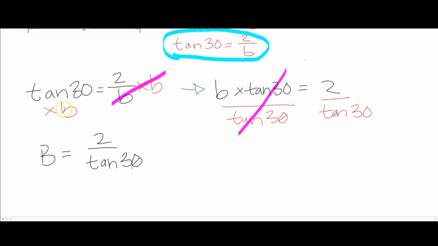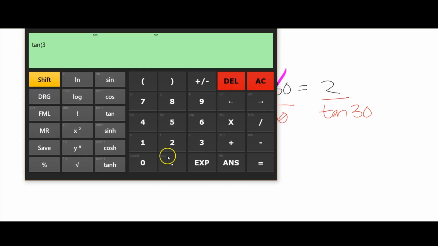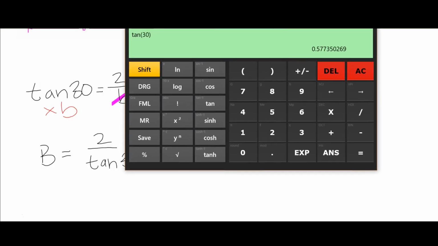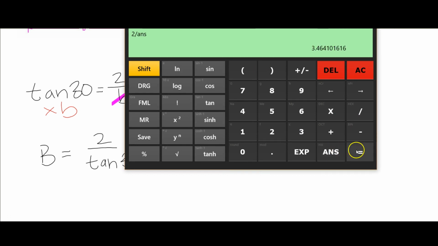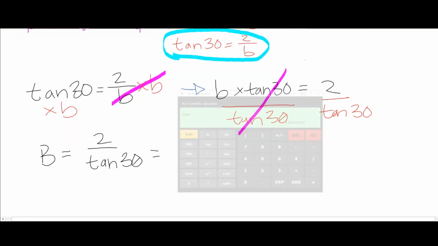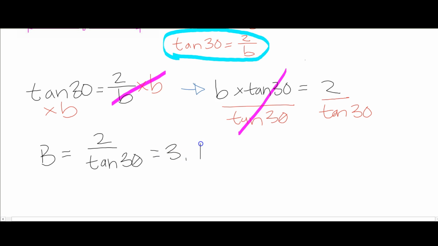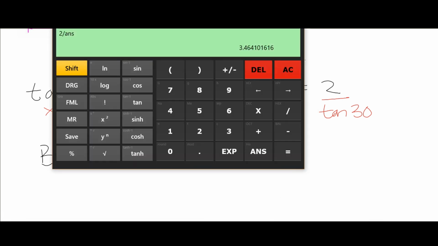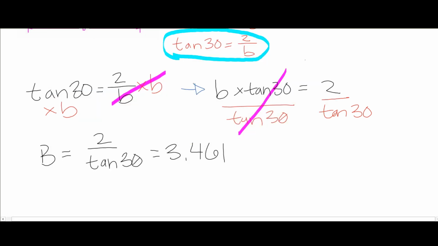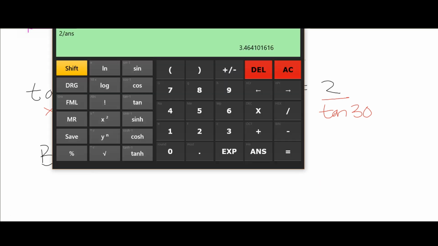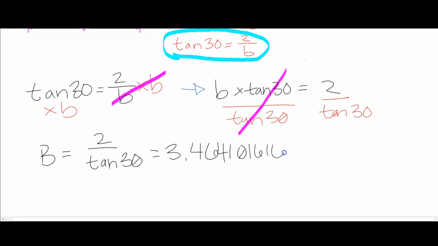I can use my calculator to solve for this. So tangent of 30, let's see. The tangent of 30 is equal to 0.57735... And we want to divide 2 by that. So I'll do 2 divided by my previous answer. That equals 3.461 something. I'll write the whole thing out because I don't want to round right now. 3.46410 4101616. Sorry, this is not a capital B, this is a lowercase b for the side. Sorry about that.